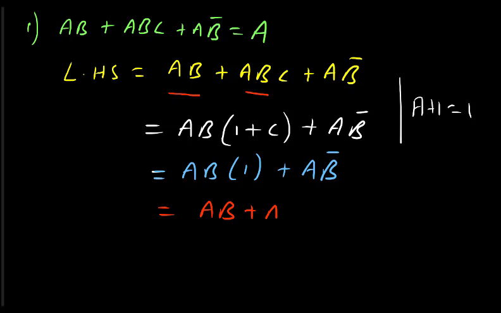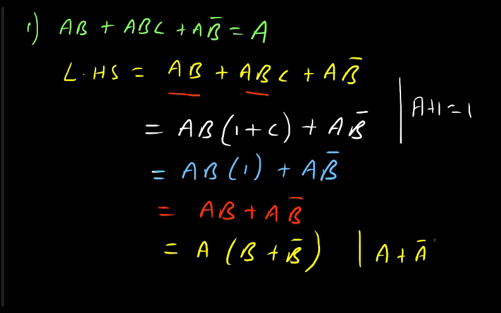and A B bar. Now in both the cases, we can take A common. So if we take A common, we are left with B, B bar. Now again we have this rule. We have seen this rule previously: B or B bar equal to 1. So this also becomes 1.